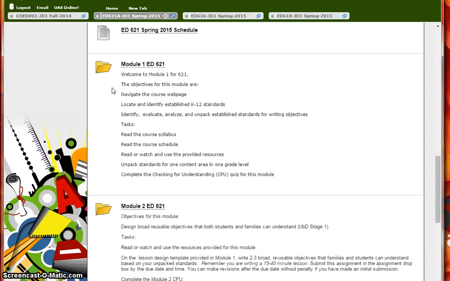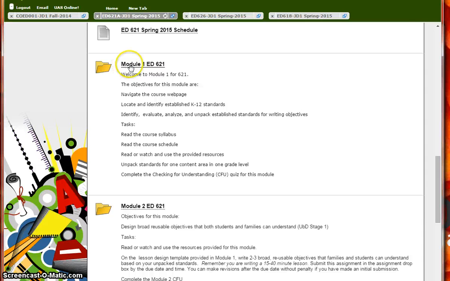The purpose of this is not to unpack all the standards in the universe. The purpose of this is to give you practice at unpacking standards in a smaller context, one content area, one grade level, and then apply that skill to other content areas and other grade levels as you go on through the course.